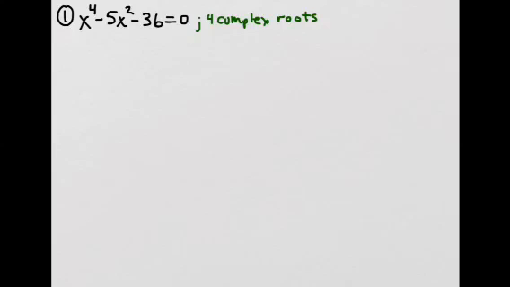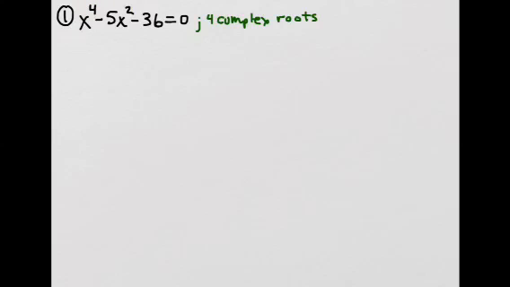Okay, so we're going to be solving the polynomials. When I see a trinomial where the degree is twice as big as the middle term, I try to factor it like a quadratic. It doesn't always work that way, but I still try it anyway. In the worksheet, they ask you to state how many complex roots it's going to have. So this one has 4 complex roots because the degree is 4.